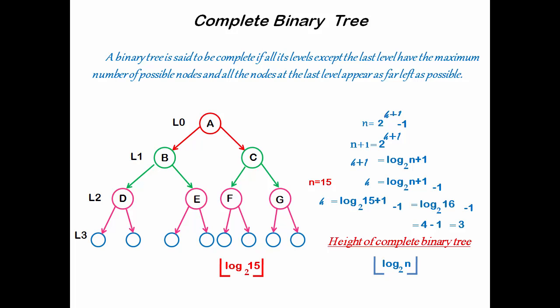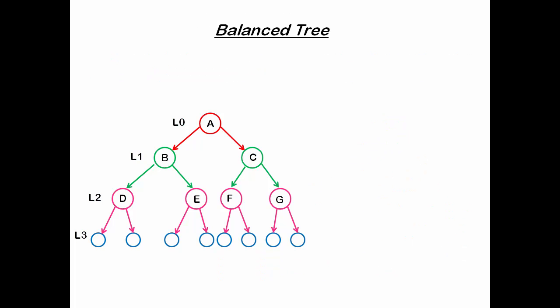So log 15 is equal to 3.9068. Here we take only the integral part. So the height of this tree is 3. Next one is balanced tree.